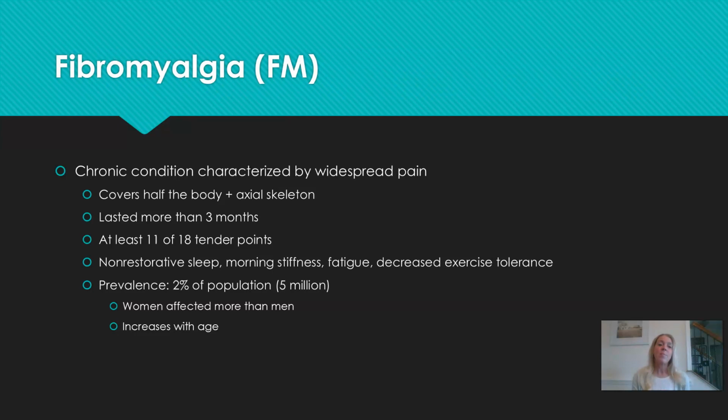Some symptoms of fibromyalgia include non-restorative sleep, meaning they sleep a full 8-9 hours a night and still don't wake up feeling refreshed. They're stiff in the morning, fatigued, and have decreased tolerance to exercise. There's currently about 5 million people affected by fibromyalgia. Women are a little bit more affected than men, and the chance of developing fibromyalgia increases as you age.